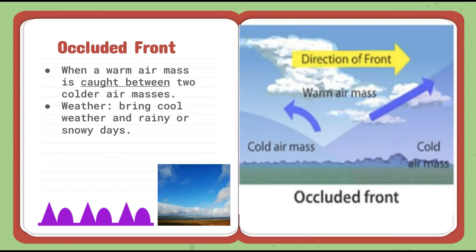Finally is the occluded front. The occluded front is when a warm air mass is caught between two colder air masses. The weather that is brought by an occluded front tends to be cool weather with rainy or snowy days, depending on how cool that air is. Occluded fronts are shown by a purplish pink line, and they are going in the direction that the triangles and semicircles are pointed. It's just one warm air mass trapped between two cooler air masses and lifted off the ground completely.